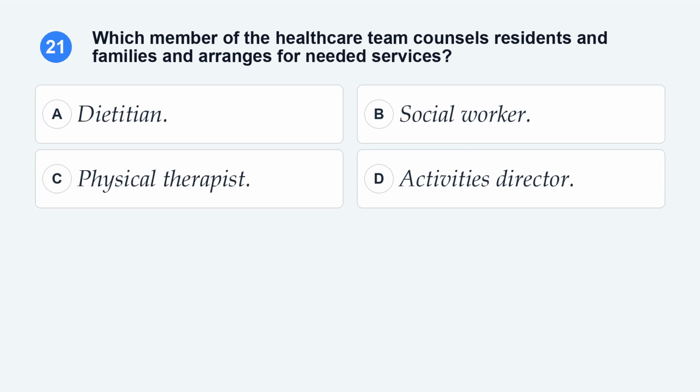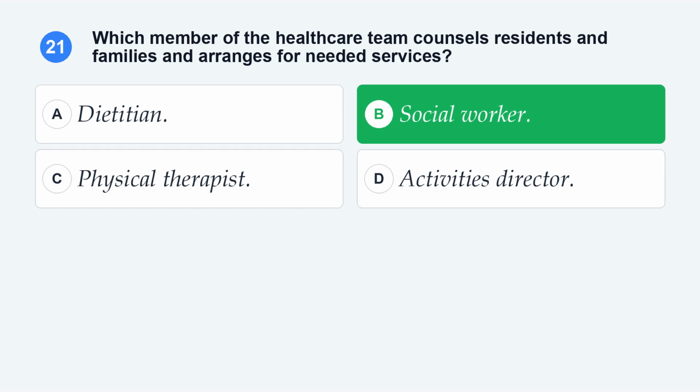Question 21. Which member of the healthcare team counsels residents and families and arranges for needed services? Option A. Dietitian. Option B. Social worker. Option C. Physical therapist. Option D. Activities director.